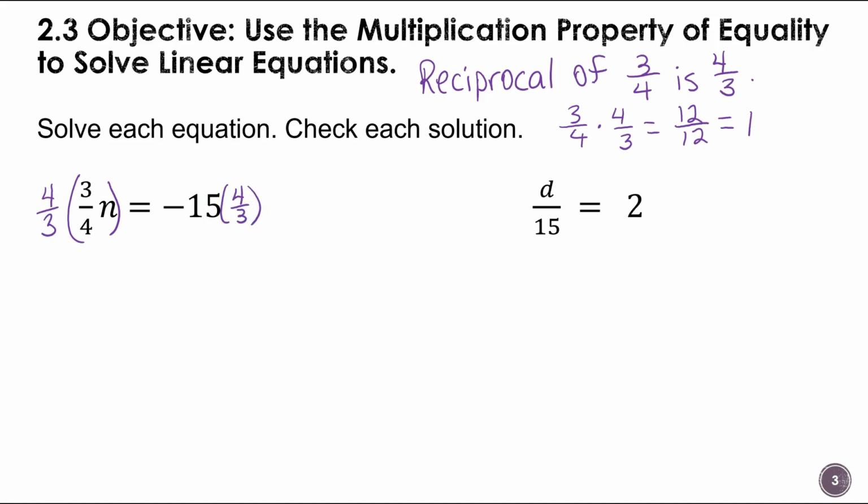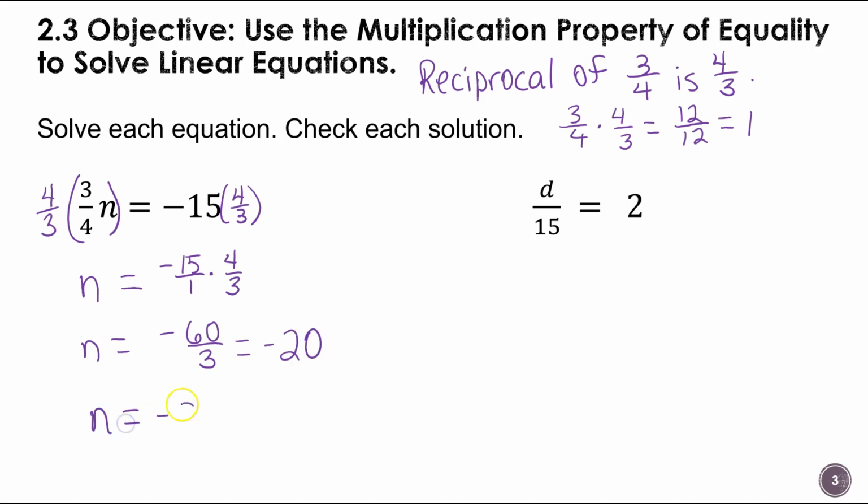As I just showed you, that leaves me a 1n. Now on the 15, I'm going to have negative 15 over 1 times 4 over 3. There are different ways you could go about this. You could say that's negative 60 over 3, which gives me negative 20. And so my solution is negative 20.